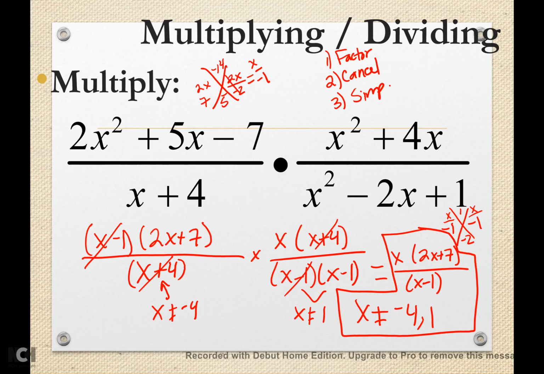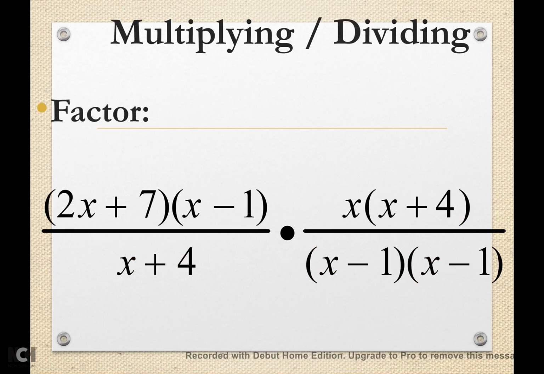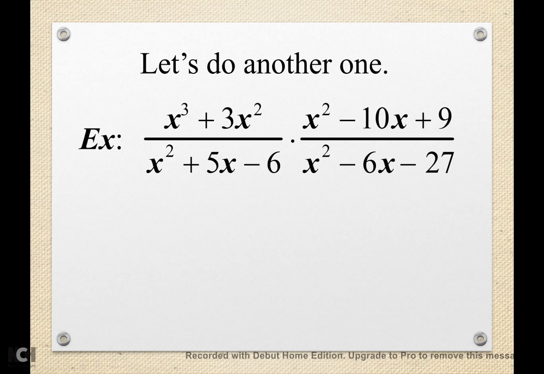Ta-da, voila. Click, click, click, click, click. All right, so let's do one more. Whew. This one again looks like a doozy, but I know you have it.